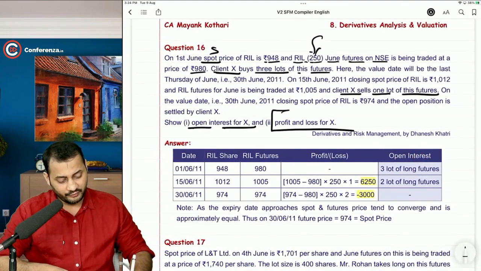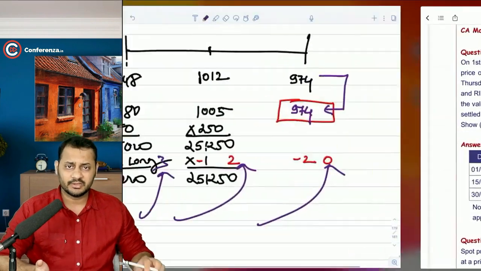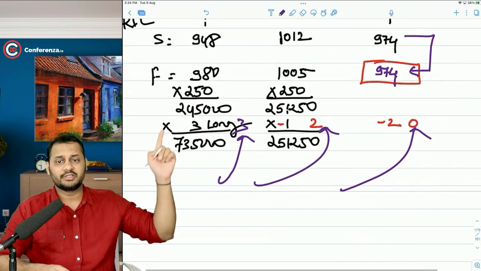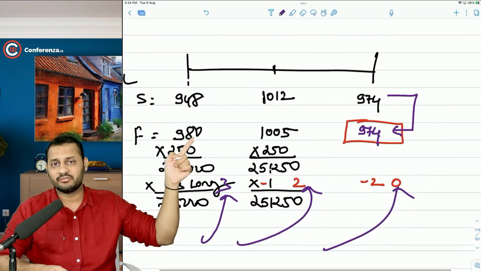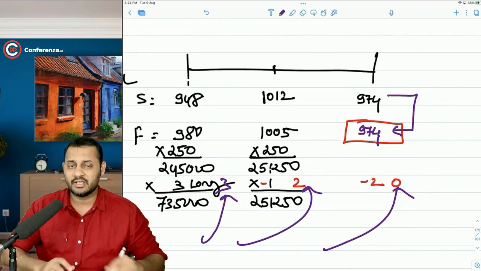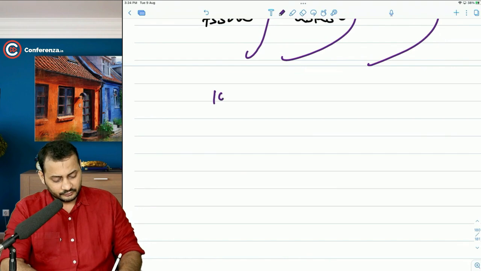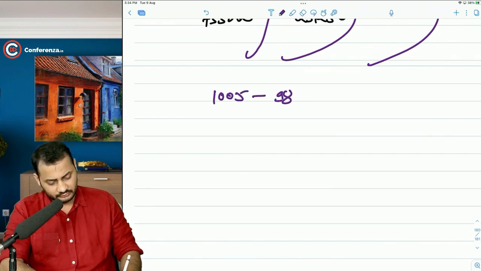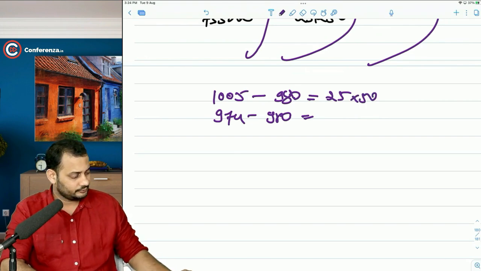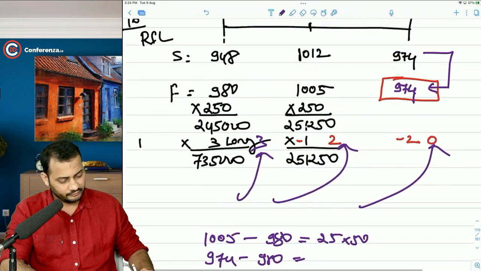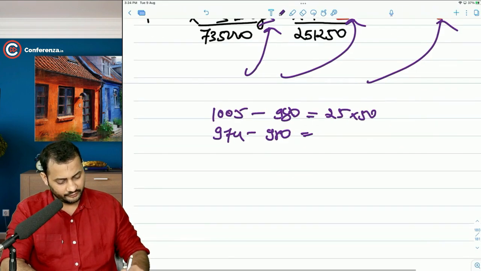And then they are showing profit or loss for X, and it's very simple. All the 3 lots have been purchased by you at 980 rupees. One of them was sold at 1005 and 2 of them were sold at 974. So it's very simple. 1005 minus 980 and 974 minus 980. So this is 25 rupees of the profit on 250.